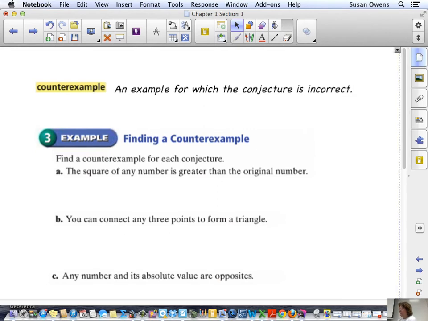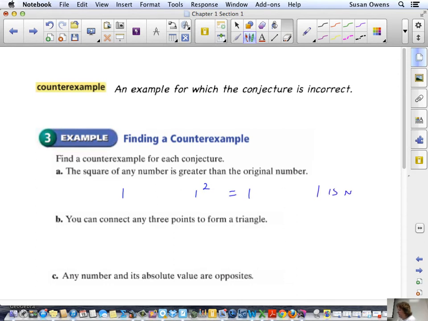A counterexample is an example for which the conjecture is incorrect. So find a counterexample for each conjecture. The square of any number is greater than the original number. The easiest one to do is 1. 1 squared equals 1, and 1 is not greater than 1. Okay. You can also do fractions.